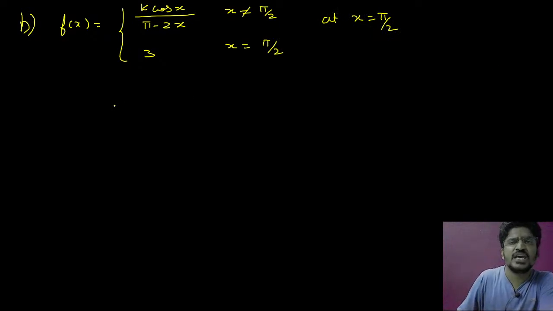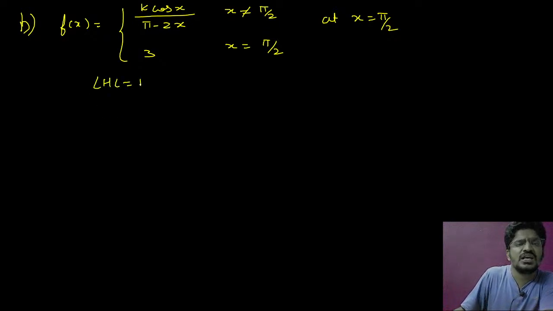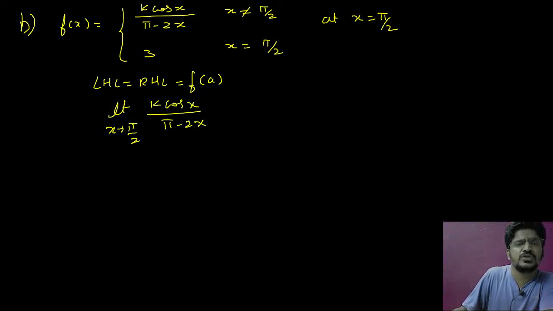Now let us see here. Already they have given this is a continuous function. That means left hand limit is going to be equal to right hand limit, and that is going to be equal to f of a. LHL equals RHL equals f of a. Here f of a is 3, so no problem. LHL equal to RHL is nothing but the limit as x tends to pi by 2 of k cos x divided by pi minus 2x.